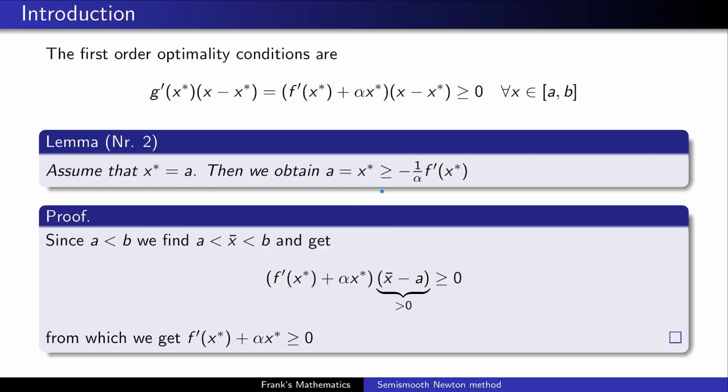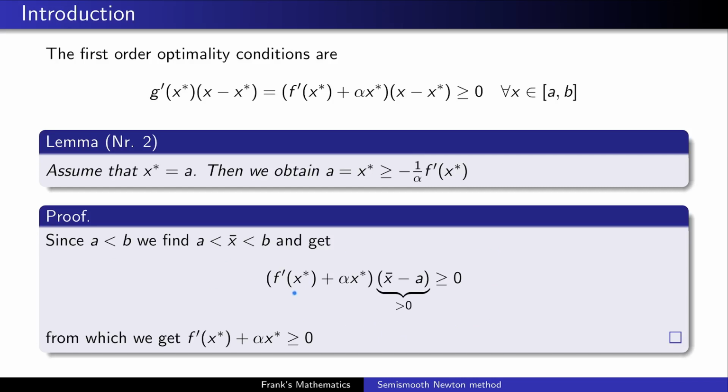Okay, this is true, but we also know that it is greater or equal than this expression we used before. The proof is quite the same. You can see it here. We find an x bar lying between a and b, since a is less than b, which gives us this inequality here, which has the first order optimality conditions.